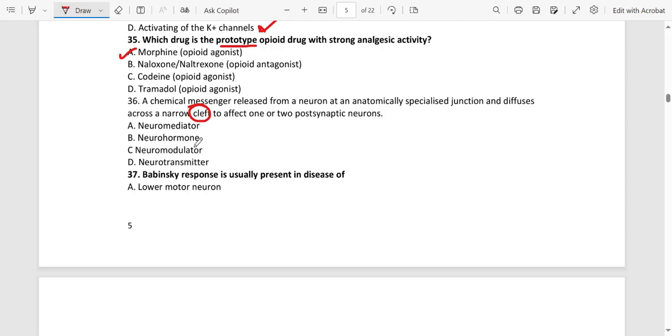Neuromediator, neurohormone, neuromodulator, neurotransmitter. What do you think is the answer? And it's going to the postsynaptic neuron. So this is what we've been discussing from second year, isn't it? Anyone? It's a neurotransmitter. All right. Excellent.